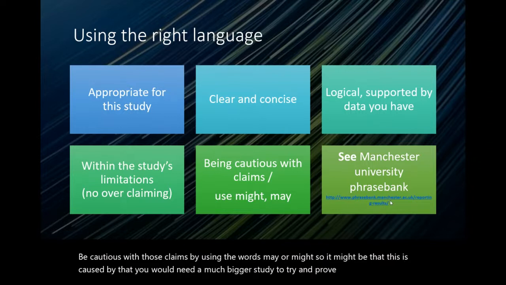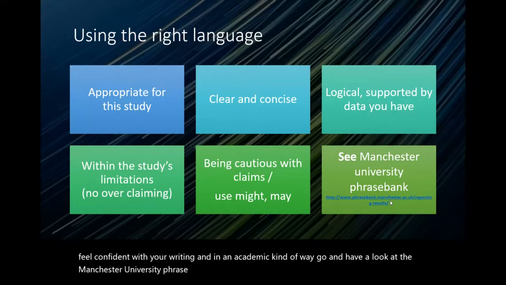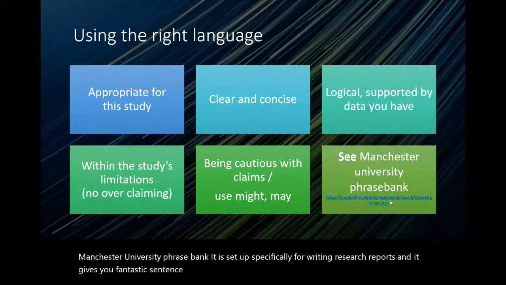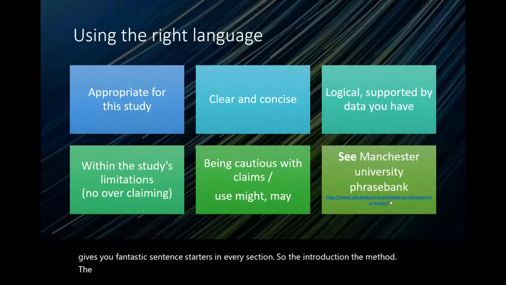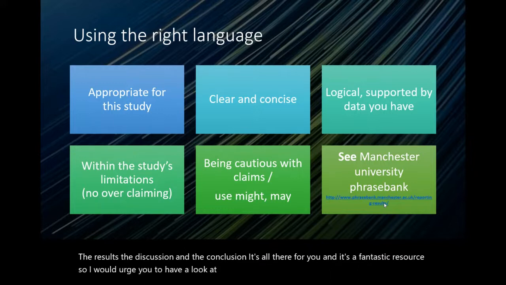If you don't feel confident with your writing in an academic way, go and have a look at the Manchester University Phrase Bank. It is set up specifically for writing research reports and it gives you fantastic sentence starters in every section: the introduction, the method, the results, the discussion and the conclusion. It's all there for you and it's a fantastic resource. I would urge you to have a look at that if you don't feel comfortable writing those parts of your report.